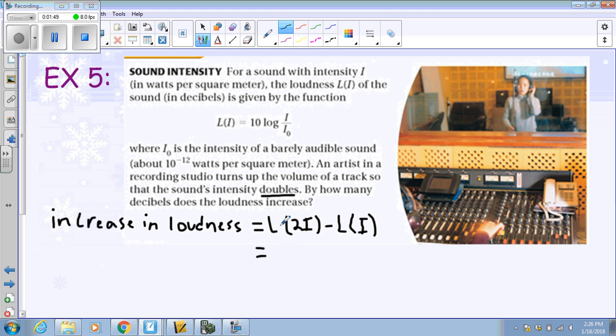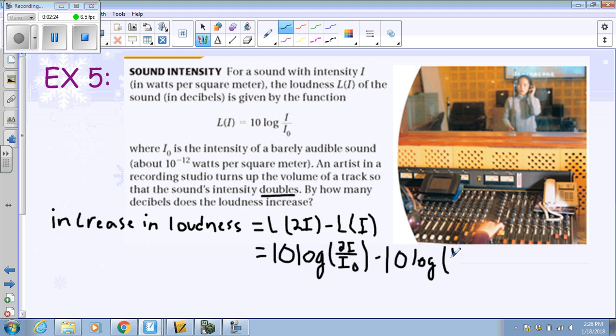So what we're going to do here, since we have our function 10 log of I divided by I naught, we're going to have our 10 log, so this is 10 times log, and then we're going to do 2 times our intensity, and then I naught stays, well, I naught has not changed. And then we subtract it from our original function here. So we have minus 10 times our log of I, or intensity, divided by I naught.